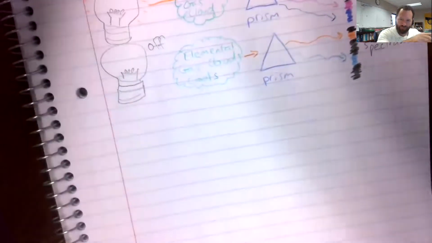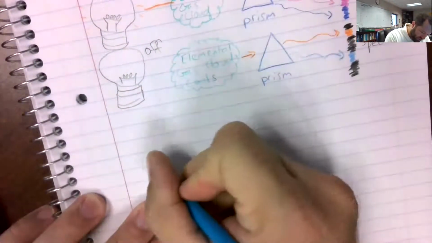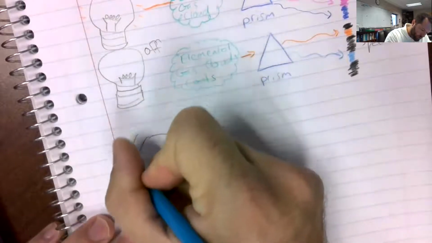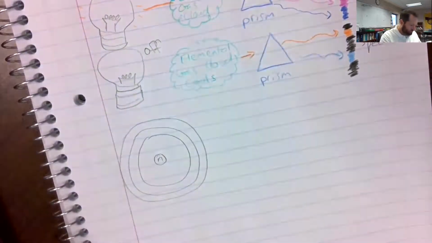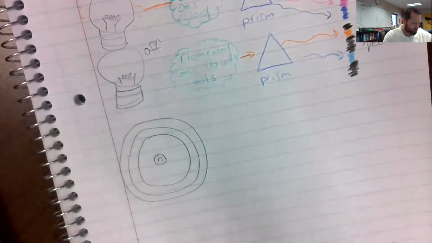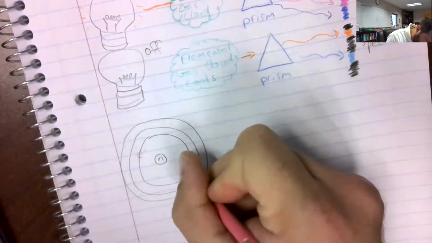Really smart people decided, hey, what's going on? Let's stop. Let's think about this. And here's what they came up with. We've got our nucleus in the middle of the atom. And surrounding the nucleus are energy levels on which the electron can exist. I'm drawing an atom here with 2 electrons.